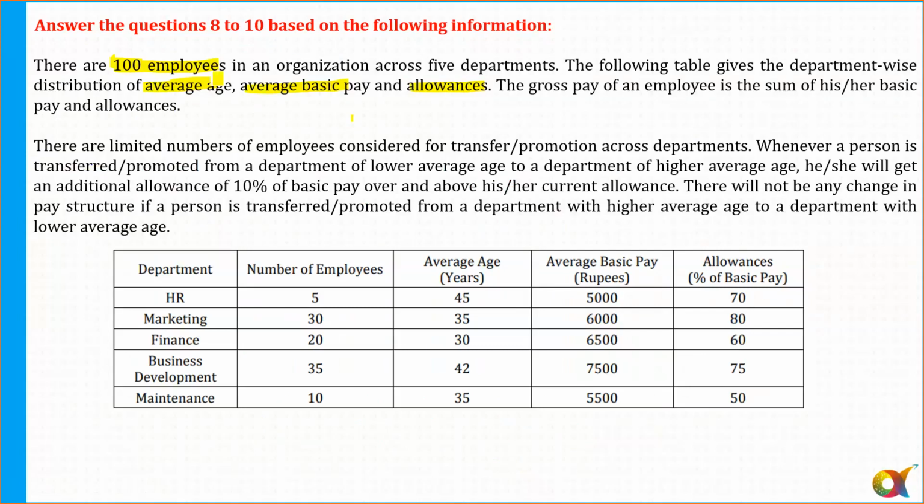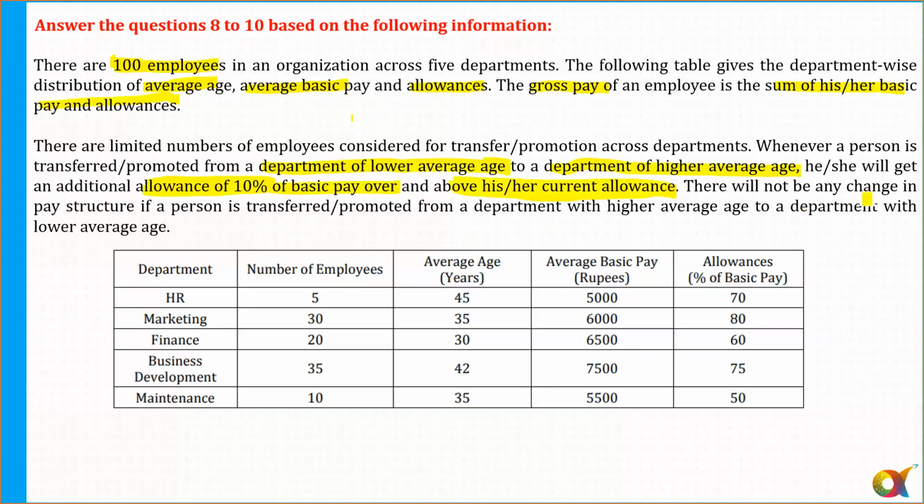Now, there are a limited number of employees considered for transfer or promotion across departments. Whenever a person is transferred or promoted from a department of lower average age to a department of higher average age, he will get an additional allowance of 10% of basic pay above his or her current allowance. So whatever allowance he is getting, in addition to that, he'll get an additional 10% of basic pay.